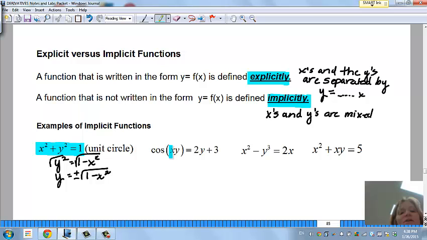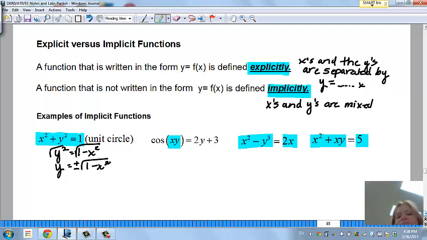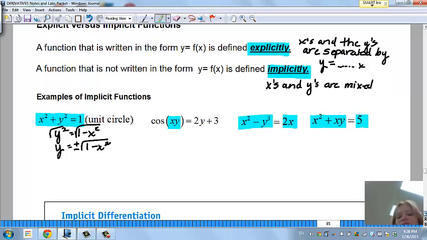Another one here: see how I have the cosine of xy right here, equals 2y plus 3, so they're mixed here. Here I have x squared minus y cubed together on one side, equals 2x. Then I have x squared plus xy equals 5. So it does look a little bit different when you see implicit functions.